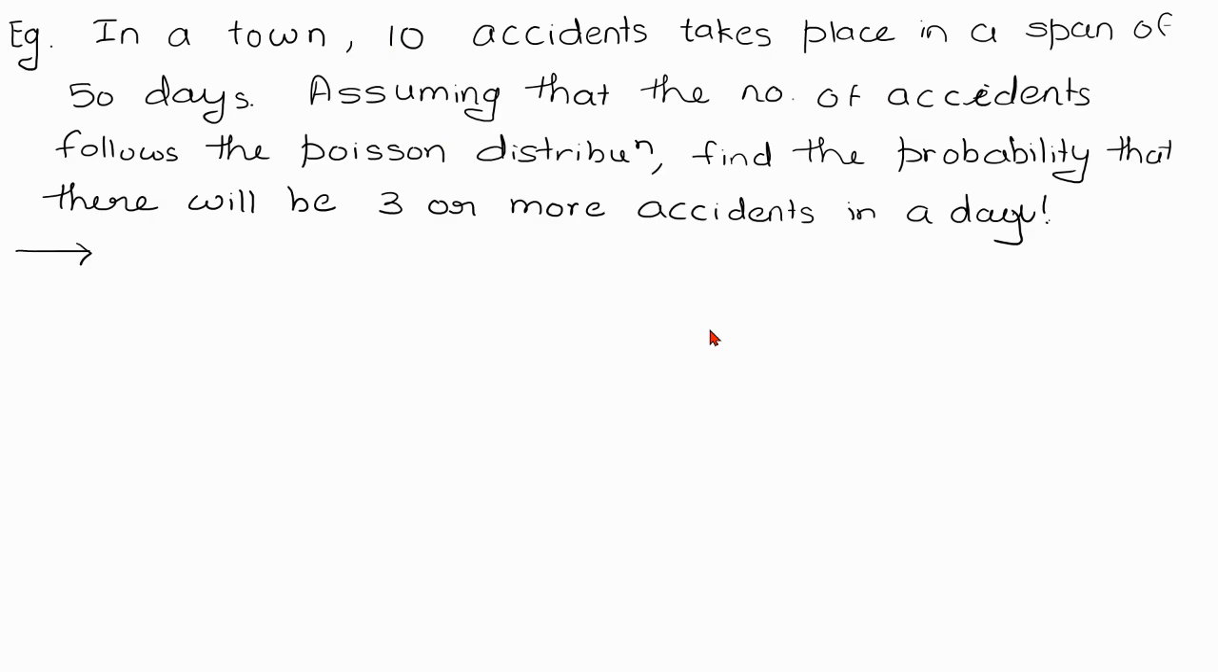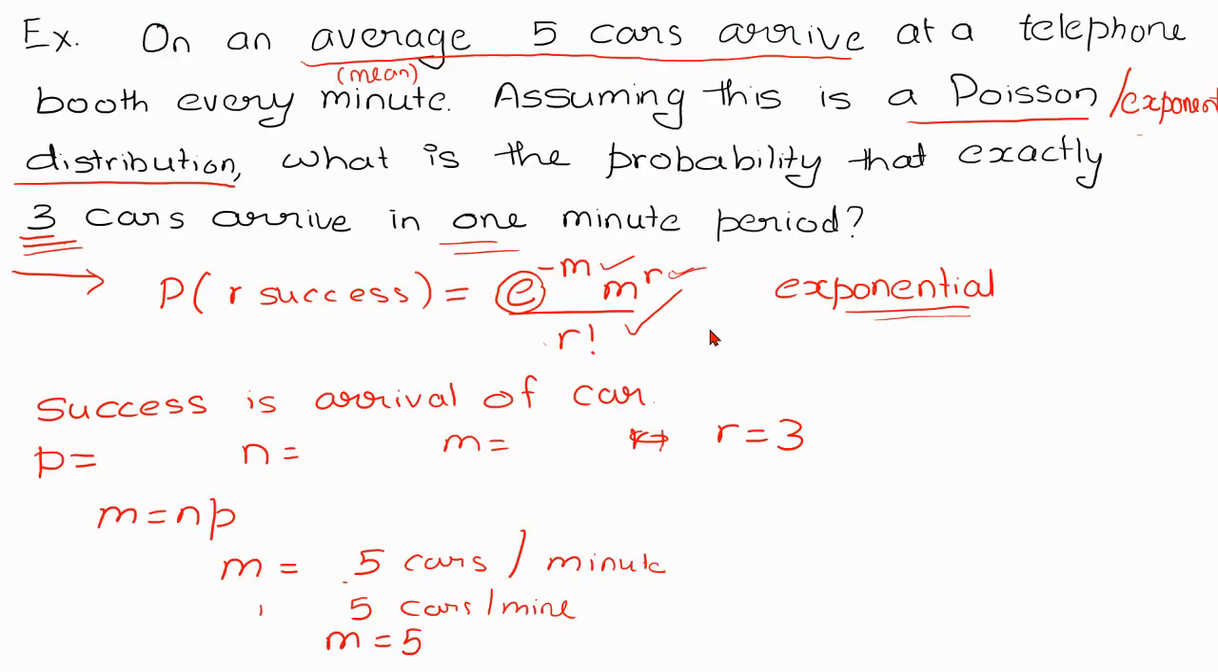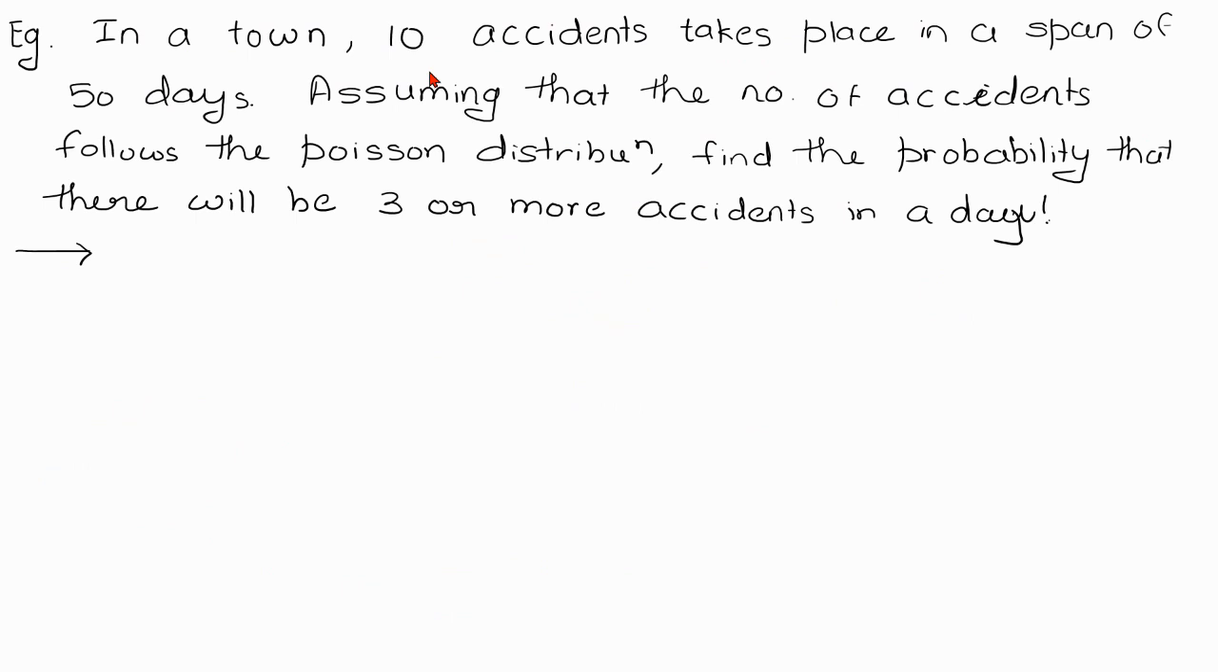Now this is the problem. It is a slightly different kind of problem. In the first problem, the m value was given directly, that is the mean value, the average value of the car arrivals. Now let's see this problem. What is the difference in this?